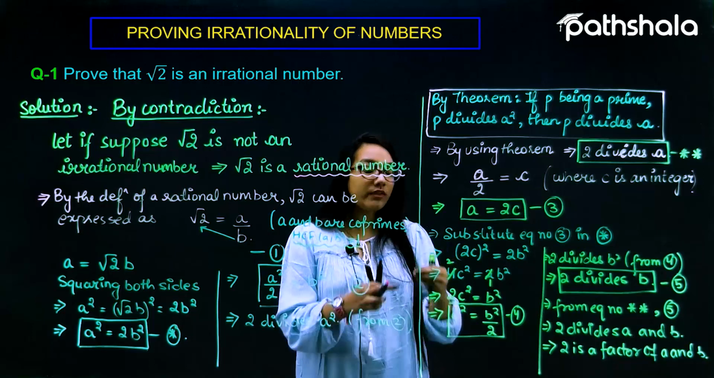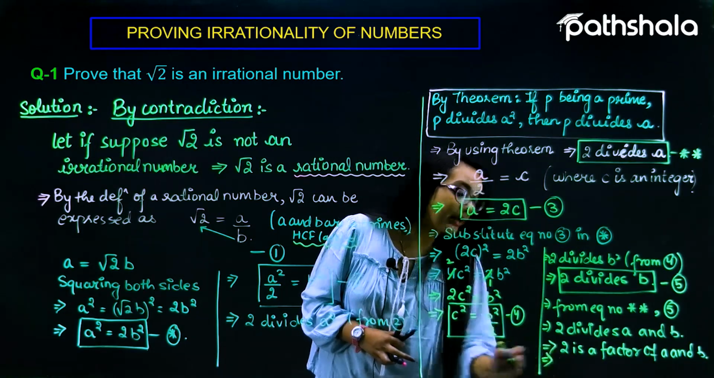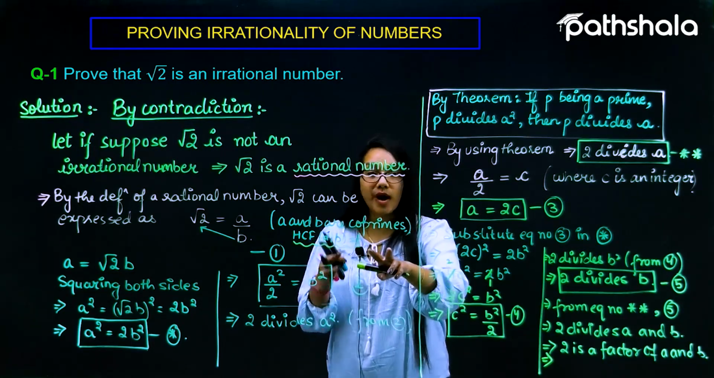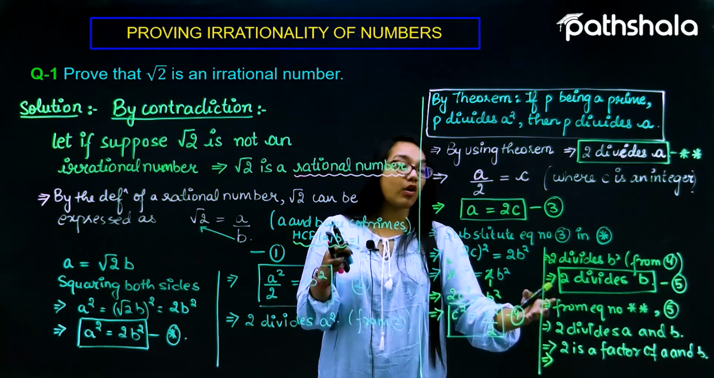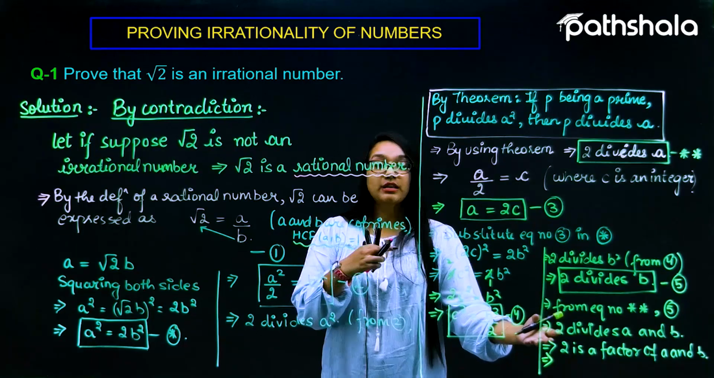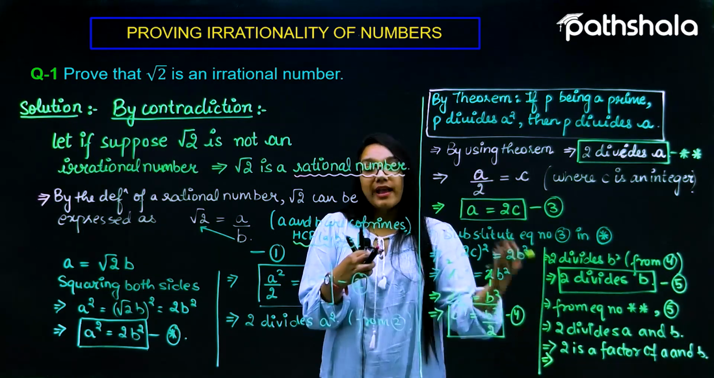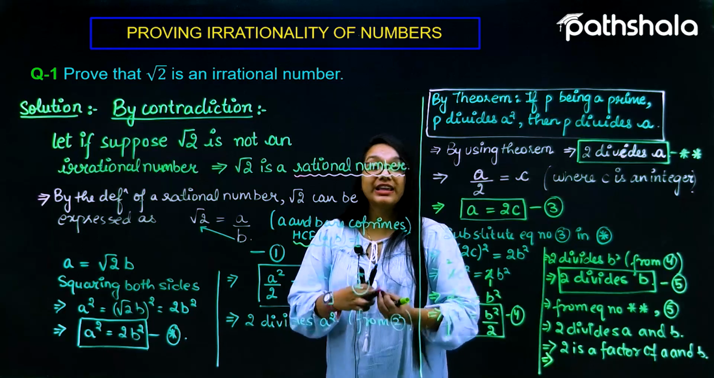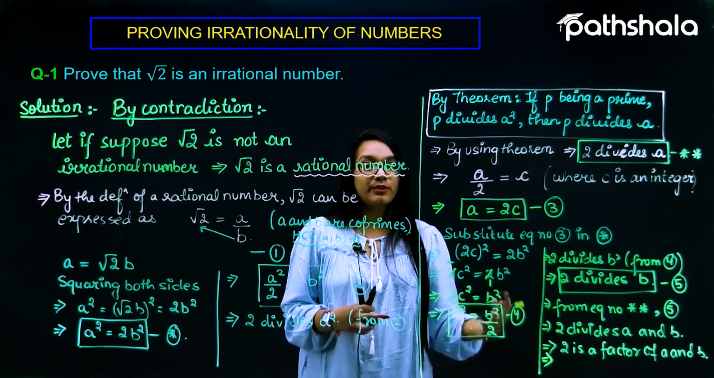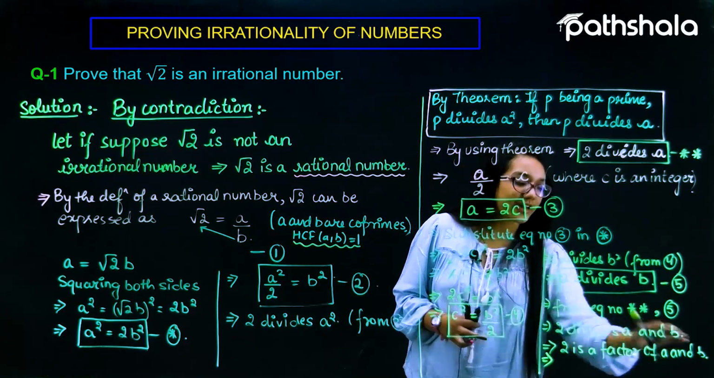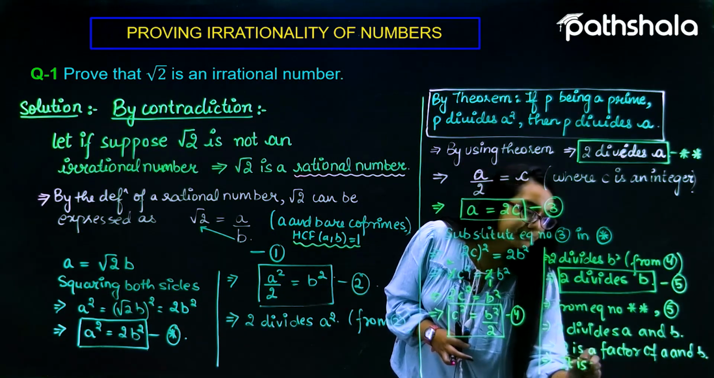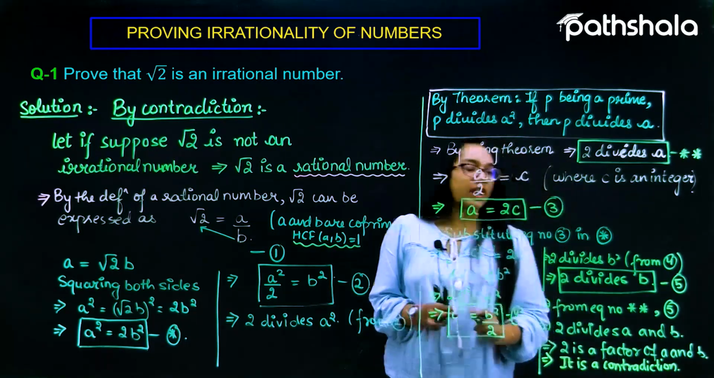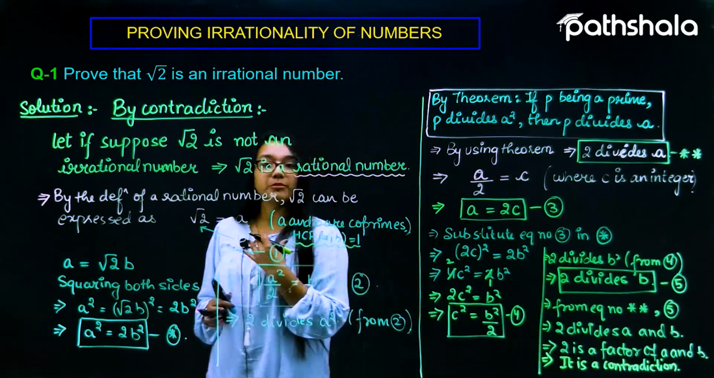So at the end, what will we say? We know that in equation number 1, the highest common factor of these two numbers is 1, but we are getting the factor of a and b as 2. It means that our supposition is wrong, and thus by the method of contradiction, we can say that square root 2 is an irrational number. So as 2 is a factor of a and b, it is a contradiction to our supposition that square root 2 is a rational number.